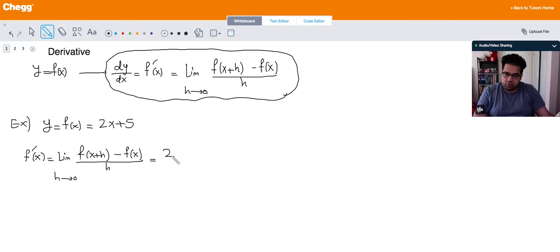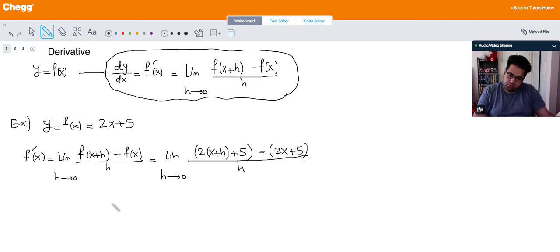So I'm going to have the limit of 2 times x plus h plus 5. That gives me f of x plus h, then subtracting f of x, which is exactly the same function that I have, 2x plus 5, all over h as h approaches 0.